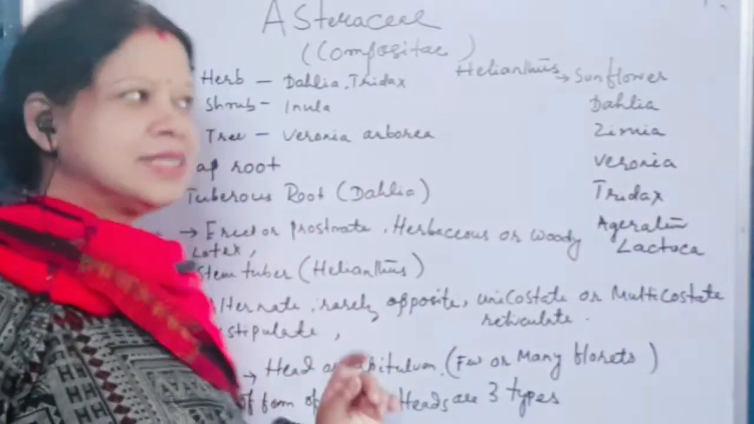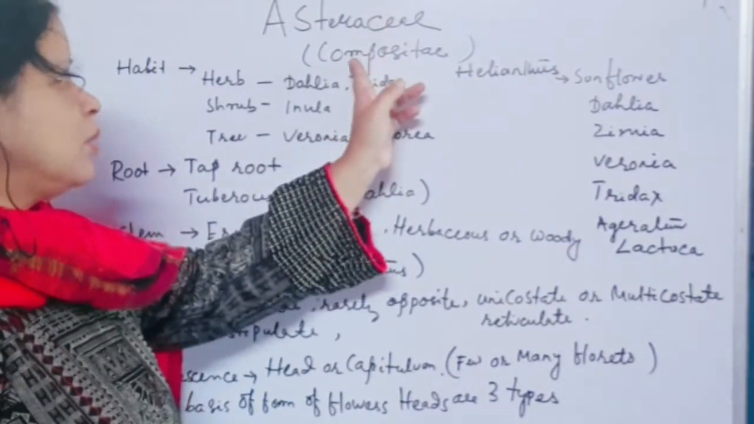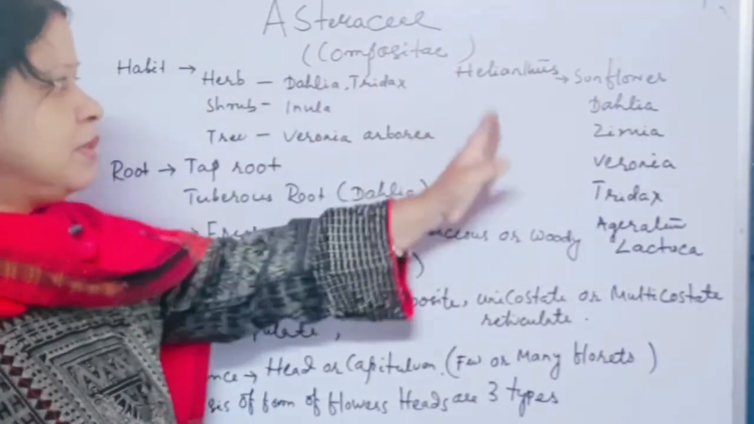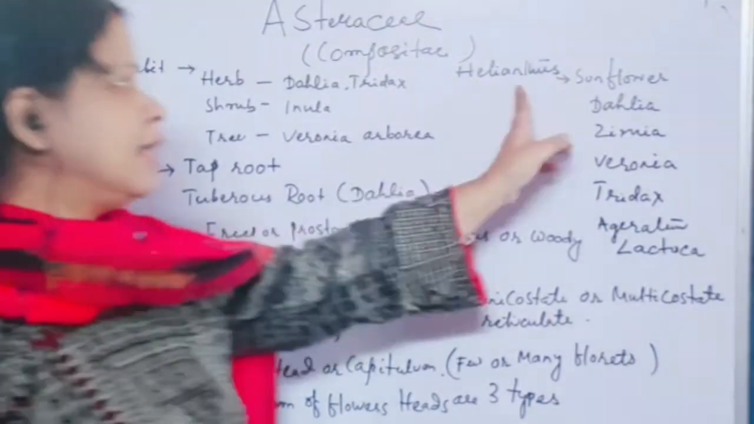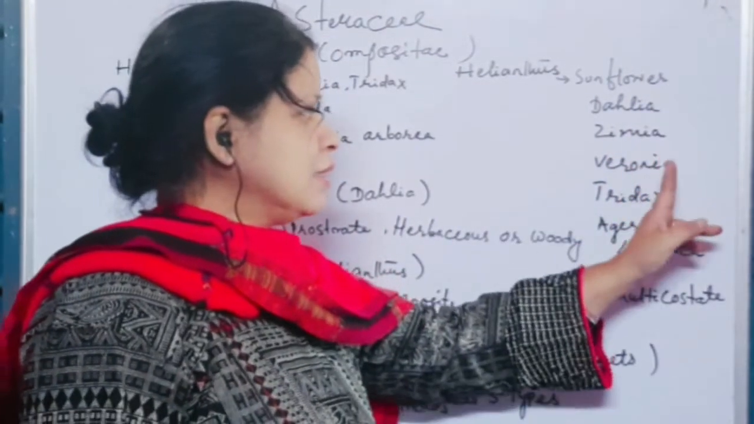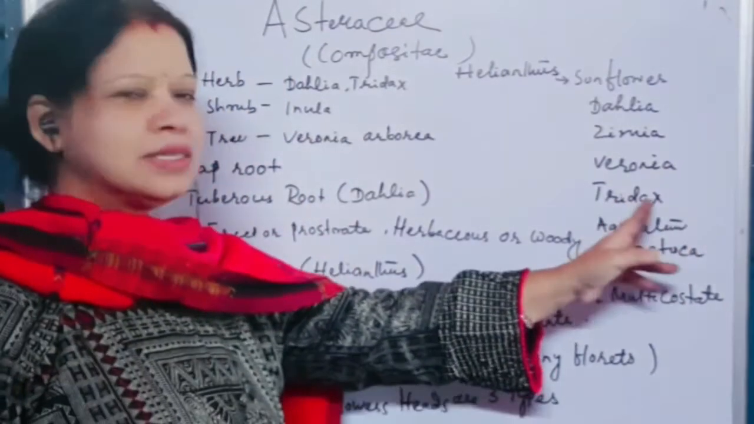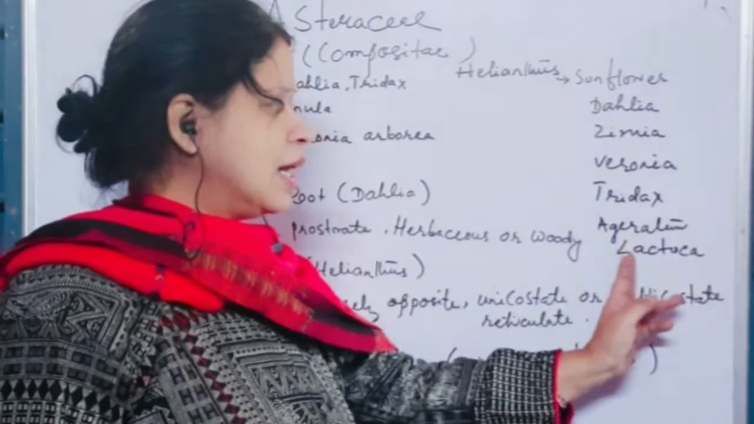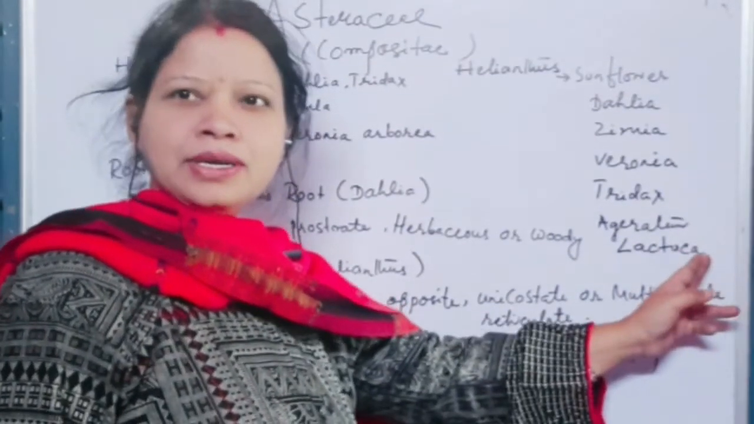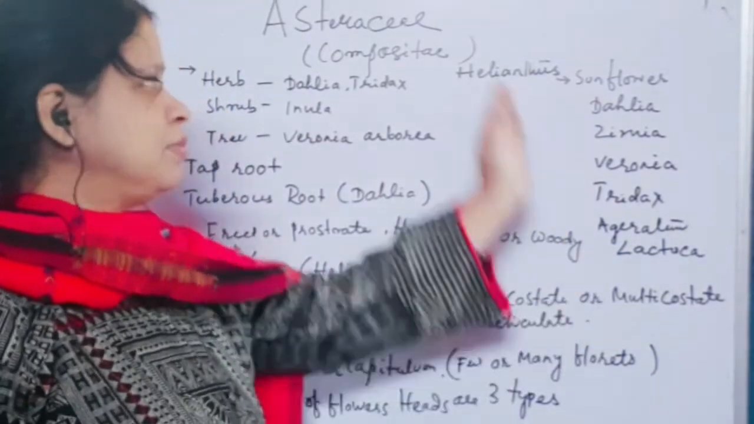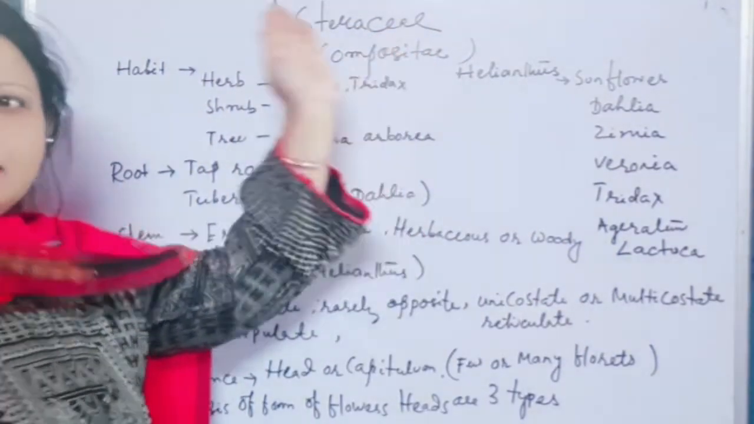Family Asteraceae, or the old name of Asteraceae is Compositae. The plants that belong to this family are Helianthus or sunflower, Dahlia, Zinnia, Vernonia, Tridax procumbens or Ageratum conyzoides, and Lactuca sativa, that is lettuce. So these are the plants belonging to this family Asteraceae.